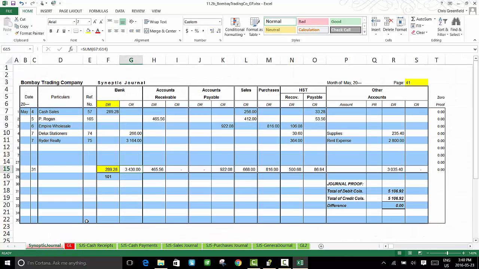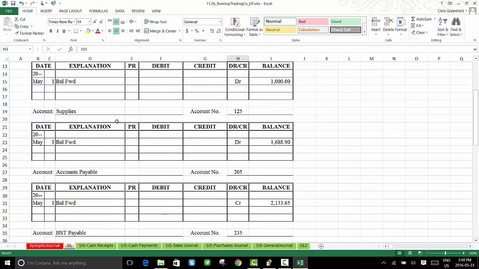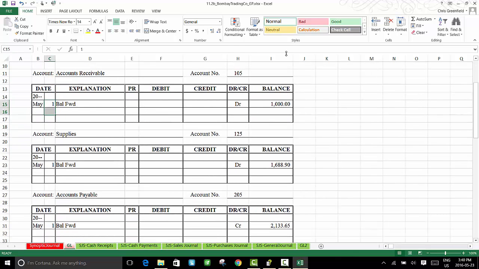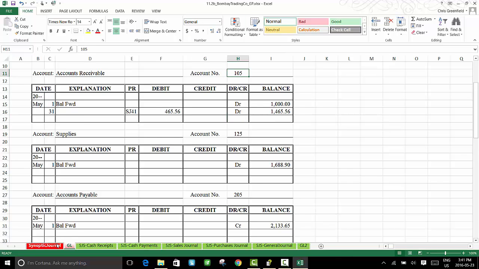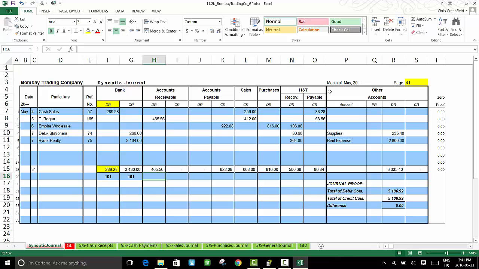So again, that number 101, I'm going to go back to my Synoptic Journal and type that in there. All right, next thing we have is our debit to accounts receivable for $456.56. So I'm going to find my accounts receivable. There they are, right there. Put in my date. And I have a debit for $456.56. And I have debit on top of debit, so I'm going to put debit there. I'm then going to take my account number 105, go back to my Synoptic Journal, and put in 105.